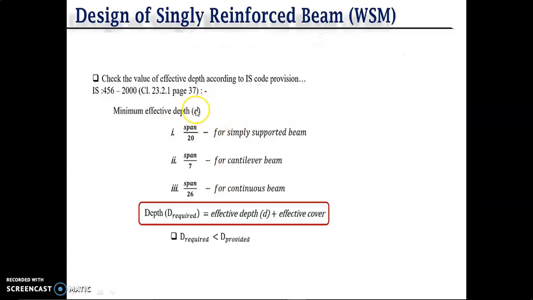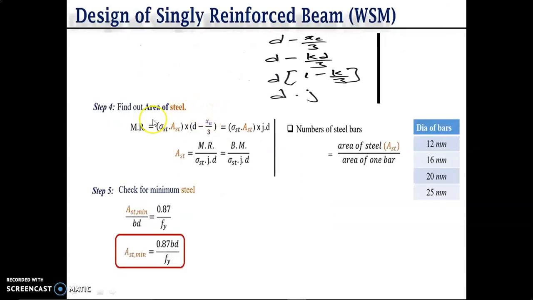This effective depth is given in IS 456 2000, clause number 23.2.1, page number 37. After that you use the area of steel formula, meaning the tensile side formula. We know that MR is equal to sigma ST AST (d minus X over 3). This is for a balanced section, the tensile side formula for a balanced section. With the help of this formula, we find the area of steel.